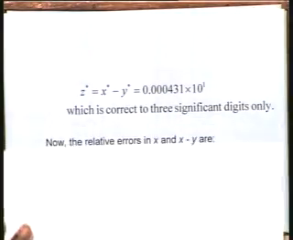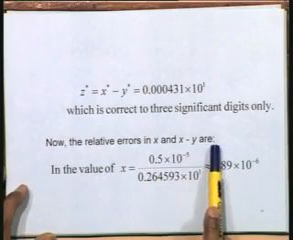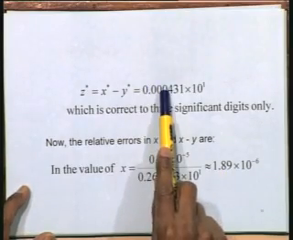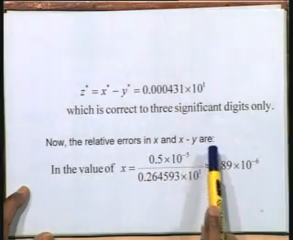Let us look at its relative errors. Now let us look at the relative error in x and the relative error in x minus y, that is, this number that we have got. That will give you an idea of how accurate this computation has been.